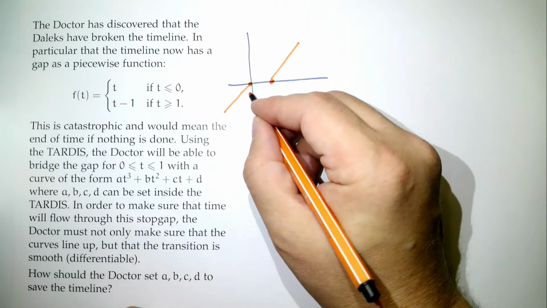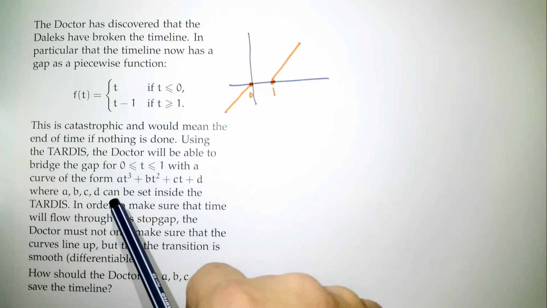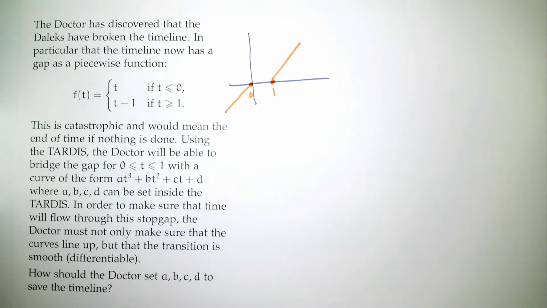So here's 0 and here's 1. And it's broken the timeline. Now this is catastrophic and would mean the end of time if nothing is done. Using the TARDIS, and of course we all know that TARDIS stands for time and relative dimension in space, the Doctor will be able to bridge the gap for 0 less than or equal to t less than or equal to 1 with the curve of the form at cubed plus bt squared plus ct plus d, where a, b, c, and d can be set inside the TARDIS. There's various knobs and levers and dials. There's all sorts of stuff.